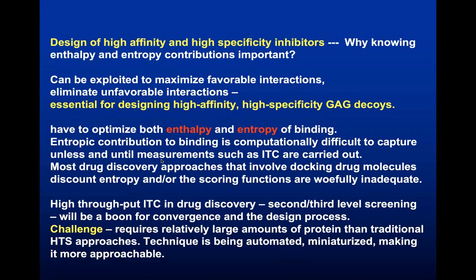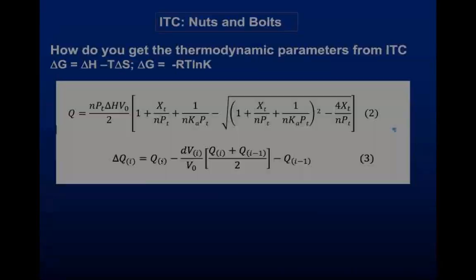where you want to go from micromolar to sub-micromolar to nanomolar, which is the challenging part. Of course, the challenge is you need a lot more protein than traditional high throughput screening approaches. But the technique is being automated and miniaturized, making it more approachable. So ITC is good.